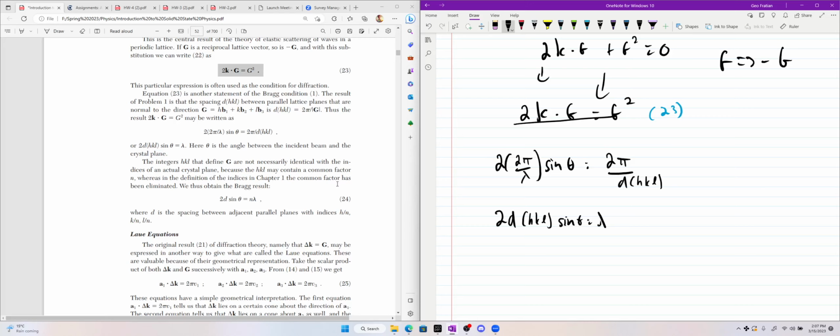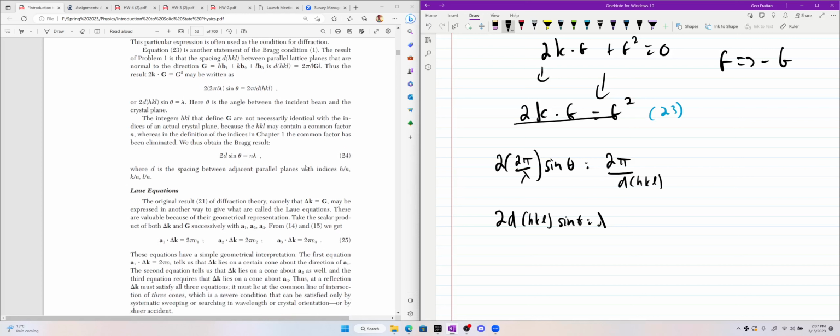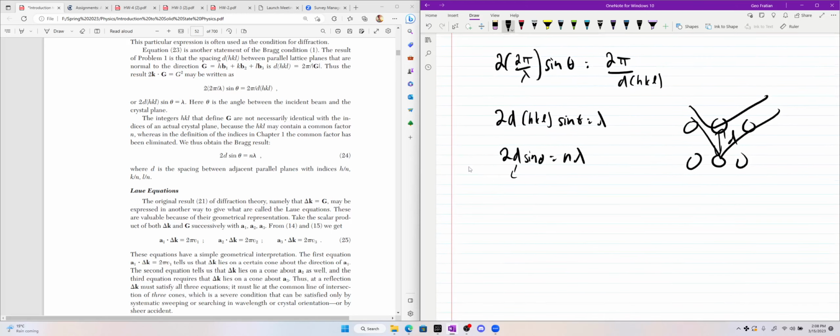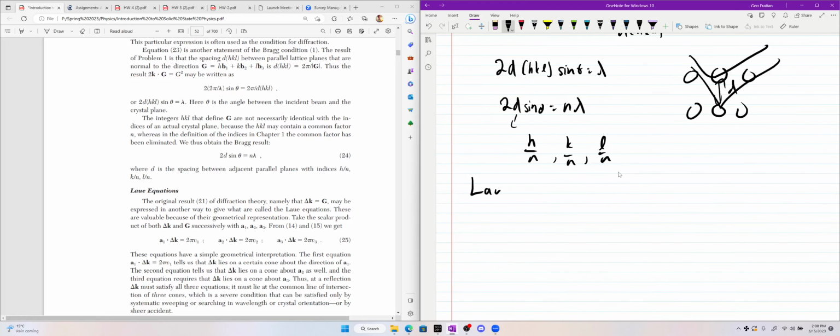But okay, so thus we obtain the Bragg result again, where 2d sin theta equals n lambda, where d is the spacing between the planes, if you guys remember, diffraction like that. So this right here is d, the interplanar spacing. Lambda is the wavelength of the incident light, usually on the order of an angstrom. And then d is the spacing between adjacent parallel planes with indices of h over n, k over n, l over n. Okay, so now let's get into the Laue equations.